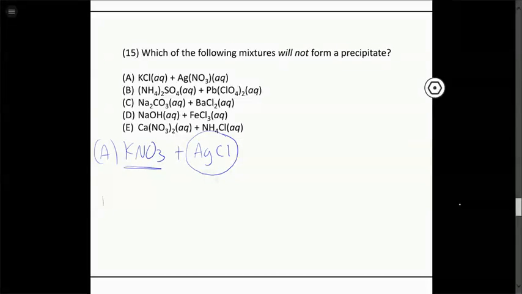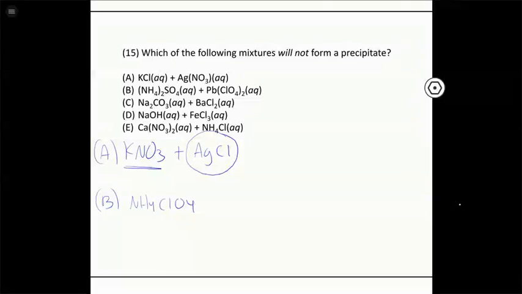All right, for choice B, we have ammonium sulfate and lead perchlorate. When we combine the first cation, ammonium, which is NH4+, with the second anion, perchlorate, ClO4-, we get NH4ClO4 as one of the products. We're not going to worry about balancing these. We just want to identify what the products are.